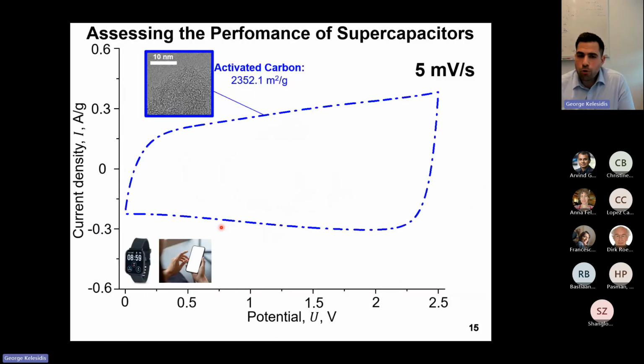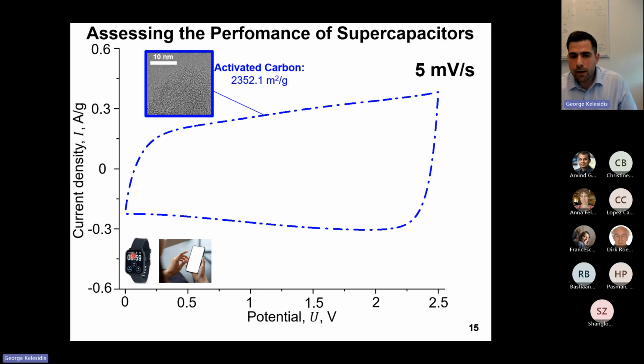The performance of these supercapacitors is typically assessed using cyclic voltammetry. For example, here we did such measurements for supercapacitors that are based on a commercial activated carbon. So in particular here on the y-axis you can see the current density that was measured as a function of the potential. And we did this measurement here for a scan rate of 5 millivolts per second. This rate essentially indicates how fast we changed the potential during our measurement. And these small rates are typically used for supercapacitors that are included in smartwatches and phones, because there we need to deliver power for a long period of time.